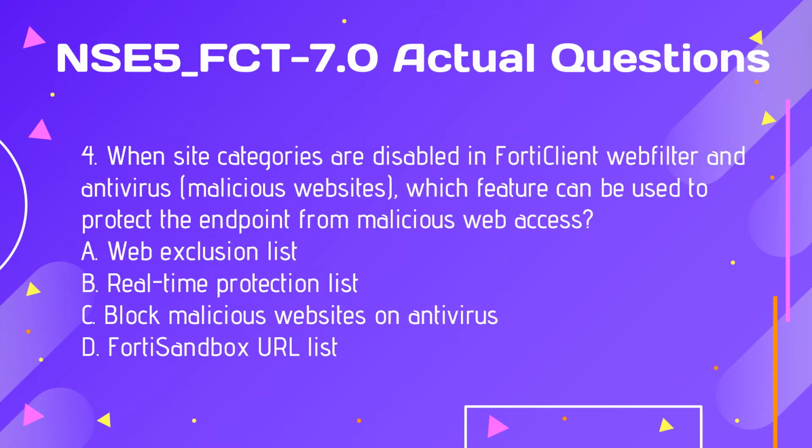4. When site categories are disabled in FortiClient web filter and antivirus, malicious websites, which feature can be used to protect the endpoint from malicious web access? A. Web exclusion list. B. Real-time protection list. C. Block malicious websites on antivirus. D. FortiSandbox URL list.